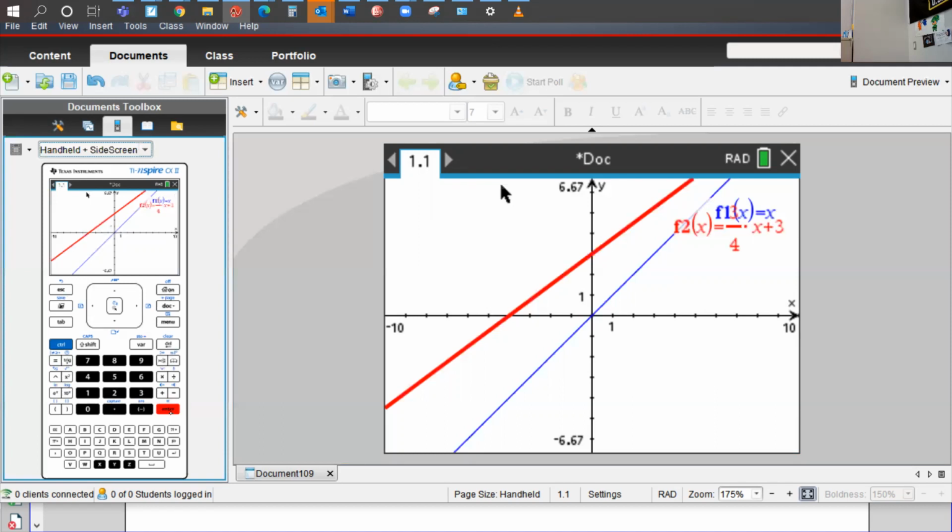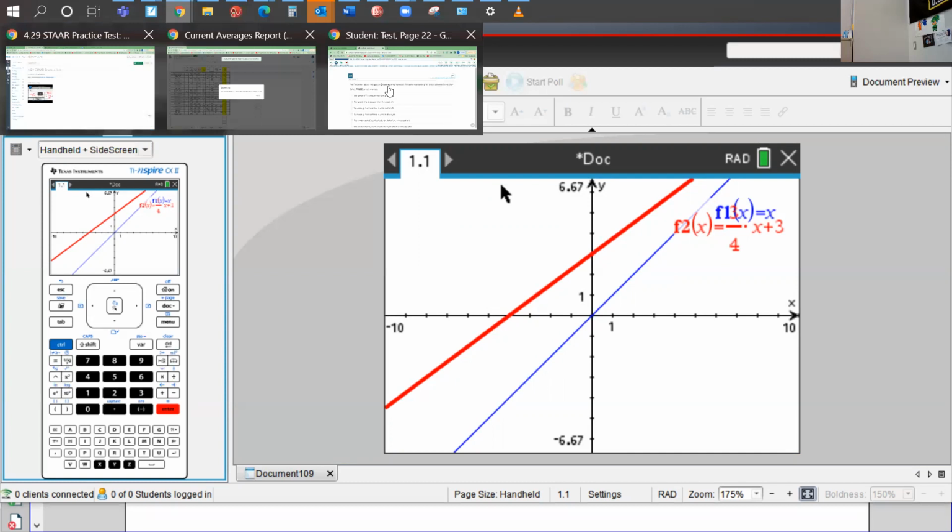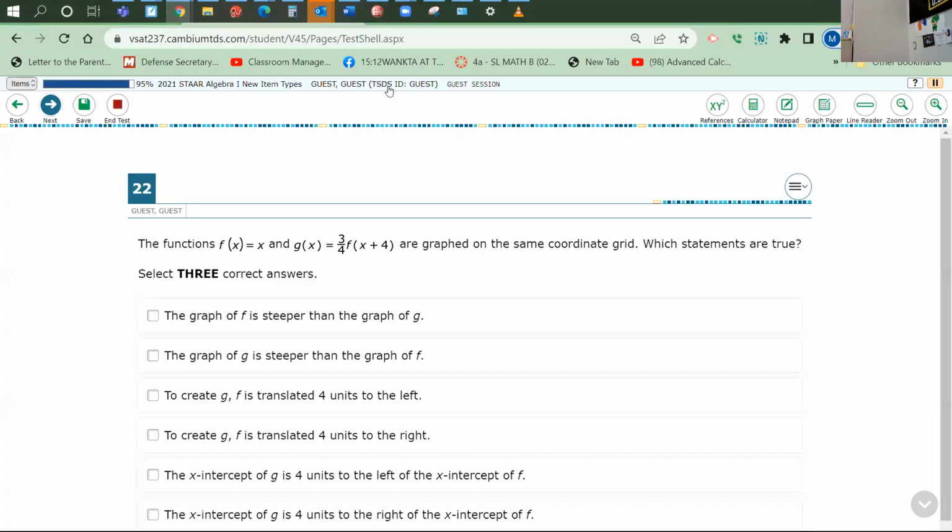So what was the question again? I don't remember. Sometimes you have to graph it to really see. And so the x-intercept of g is, yes, 4 units to the left of f. Yes. So that one's correct. And then we say f was steeper, and the other one, yes. So that's it right there, guys. And I think that's it, guys.